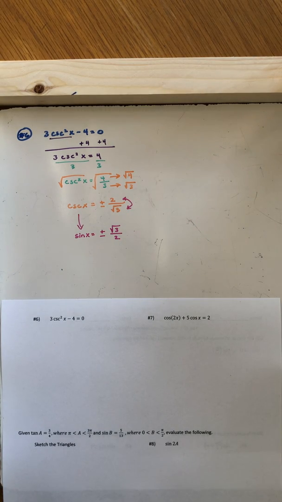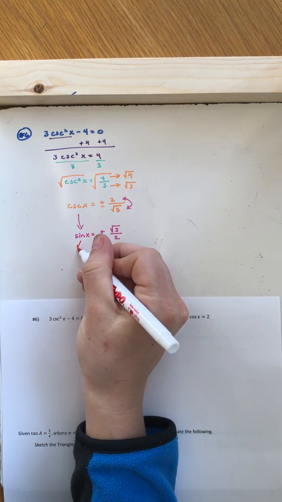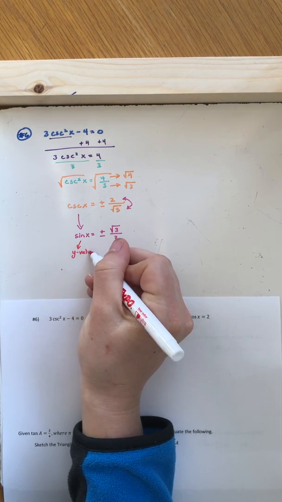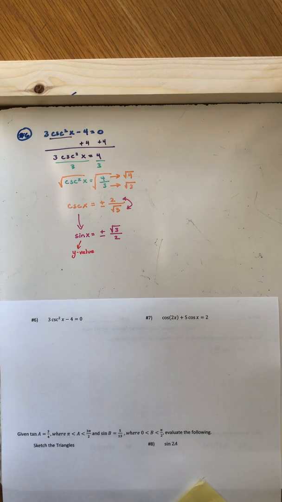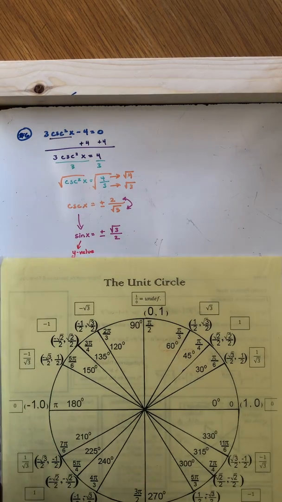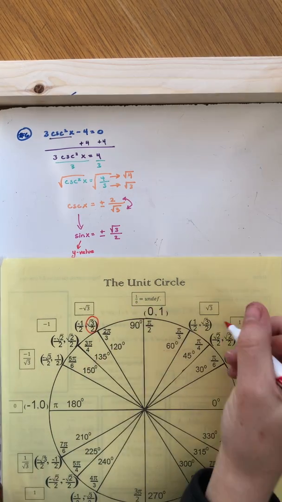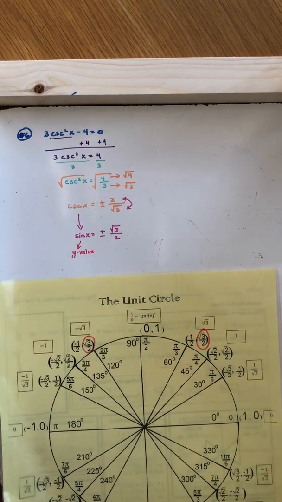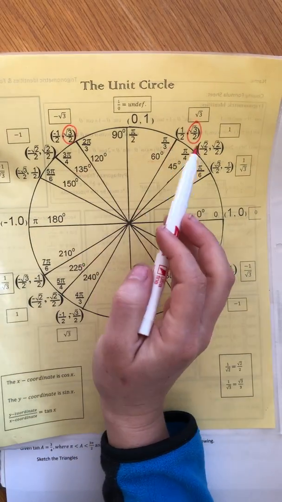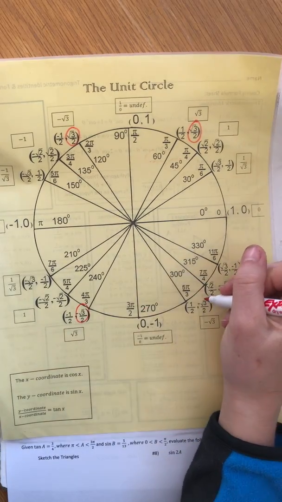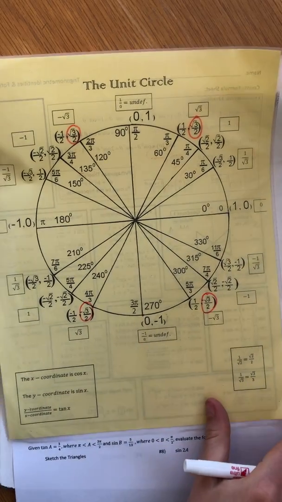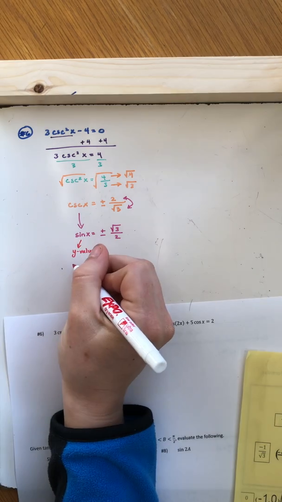So for this problem, I'm finding where is the y value a positive or negative square root 3 over 2. So we have pi over 3, 2 pi over 3, 4 pi over 3, and 5 pi over 3. So all the pi's over 3's.